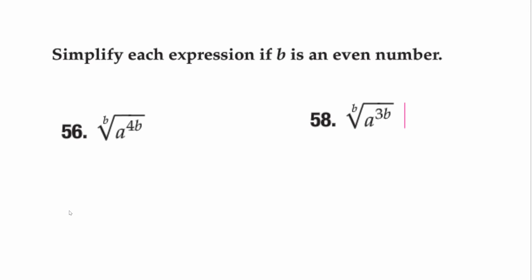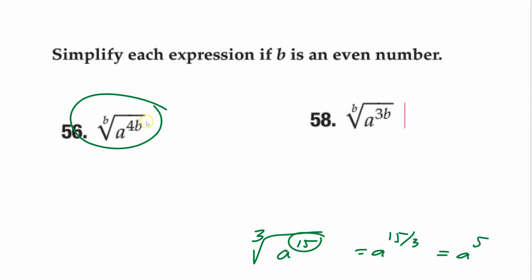Almost done. Let's simplify an expression if b is an even number. It's the last thing we're going to do today. So before I do that, let's go back to what we did before. Let's do like the cube root of a to the 15th power. The way we did this is we took the power and divided by the root. So this was 15 divided by 3, which gave me a to the 5th. This is the same thing. Don't let the variable scare you. You take the power divided by the root. So a to the 4b divided by b, which gives you a to the 4.